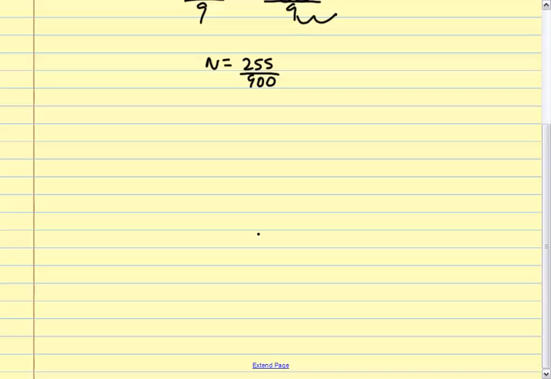You can divide both by 5. Divide both by 5, yeah. And I'm going to get 51, is that right? Over what? 180. 180, okay. Is there anything that goes into those two? There is.